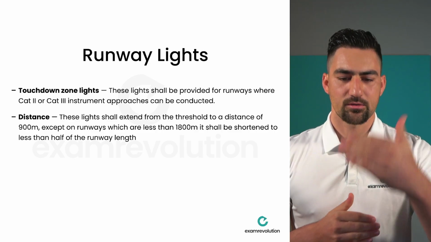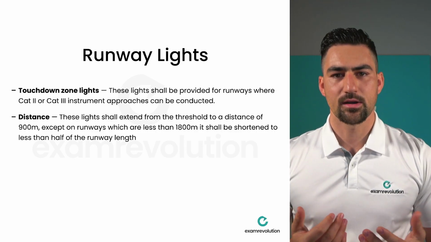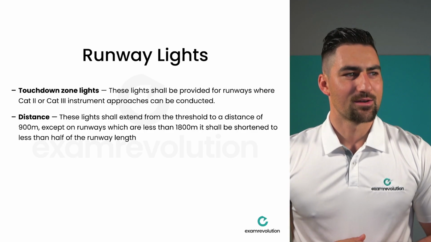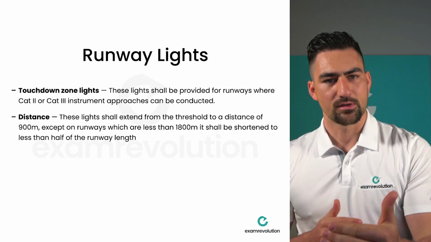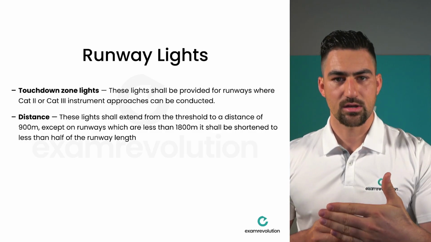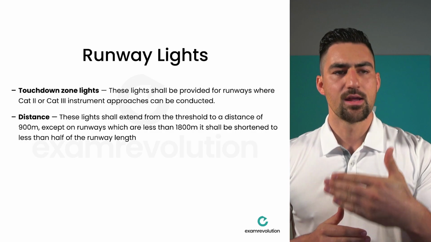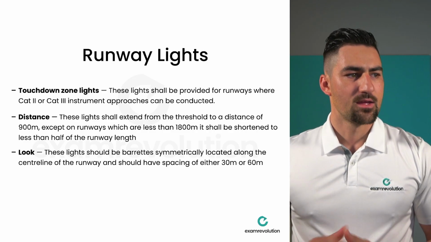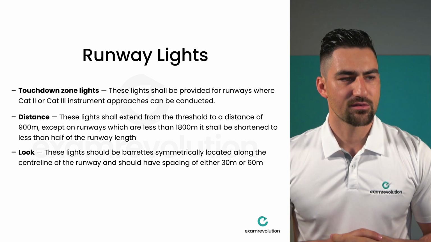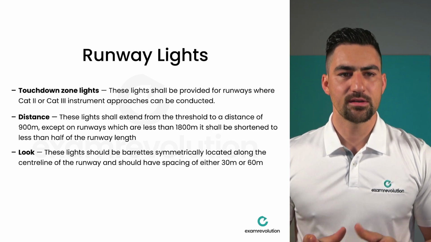touchdown zone lights up until midway down the runway, because then the pilots think they can still touch down halfway down the runway, and it shouldn't be like that, right? So for long runways, it's up until 900 meters that they extend. If the runway is less than 1,800 meters, then the touchdown zone lights must stop before halfway. Then these lights should be barrettes symmetrically located along the center line of the runway and should have a spacing of either 30 meters or 60 meters.